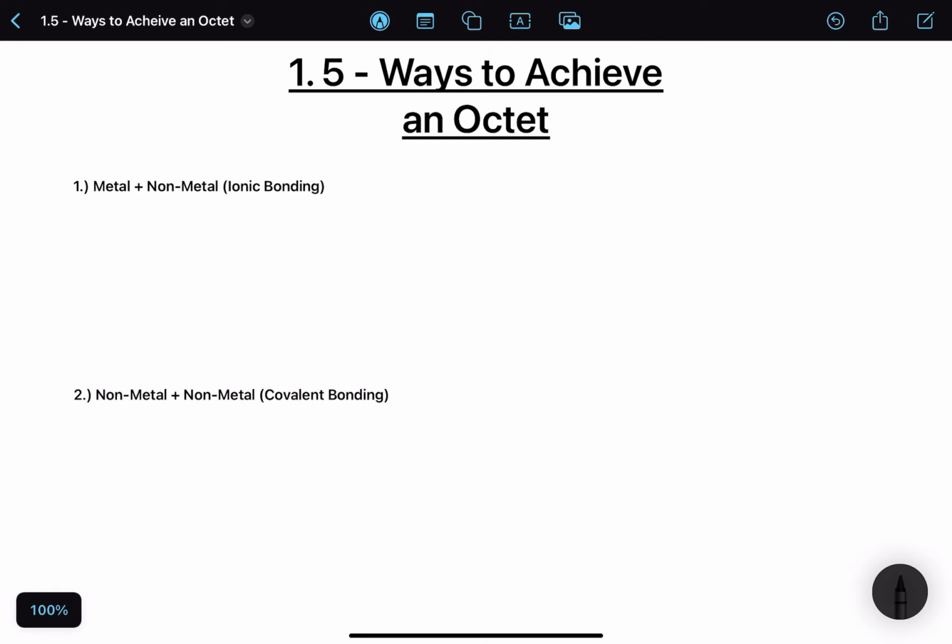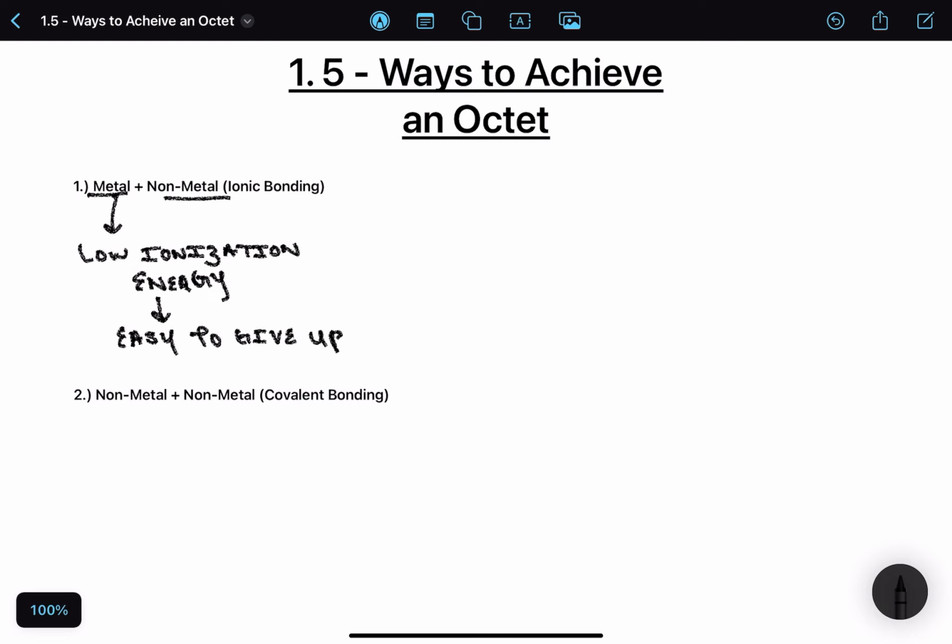There are essentially two ways to achieve an octet, and one of them is by adding a metal to a nonmetal. And so we know from general chemistry that metals have a low ionization energy. And so what that means is it's very easy for those atoms to give up electrons.